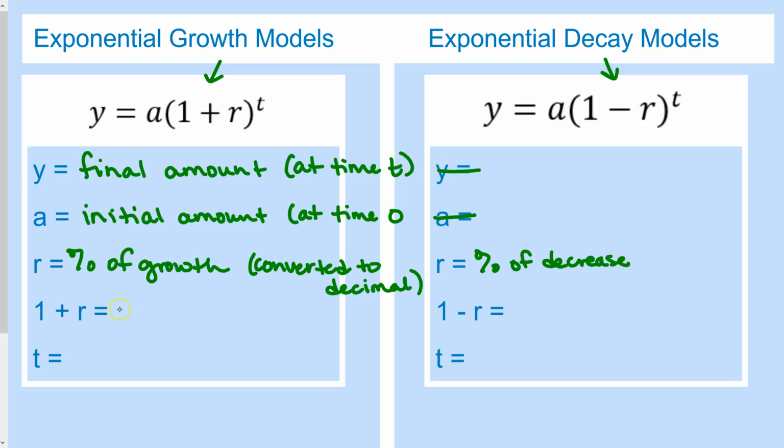So then 1 plus r would be known as the growth factor. That's going to be our base. And 1 minus r would be known as the decay factor. That's going to be our base. Generally, t is time. And it's not always years. Sometimes it's years. I think in the problems that we're about to do, it's years, but it doesn't have to be. It could be other units of time, like days or hours or minutes or something.